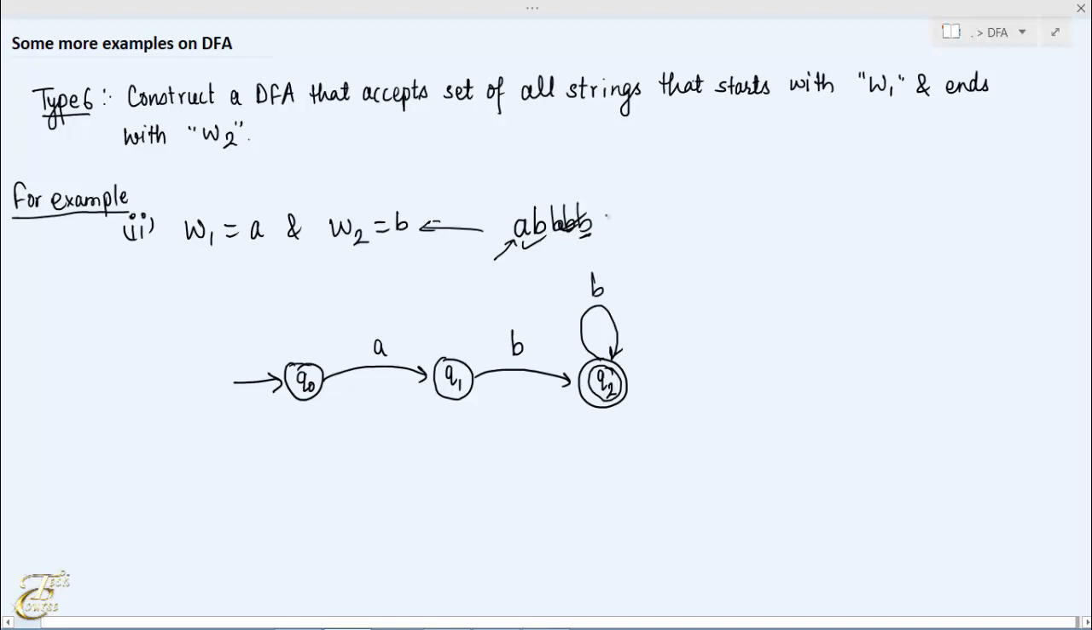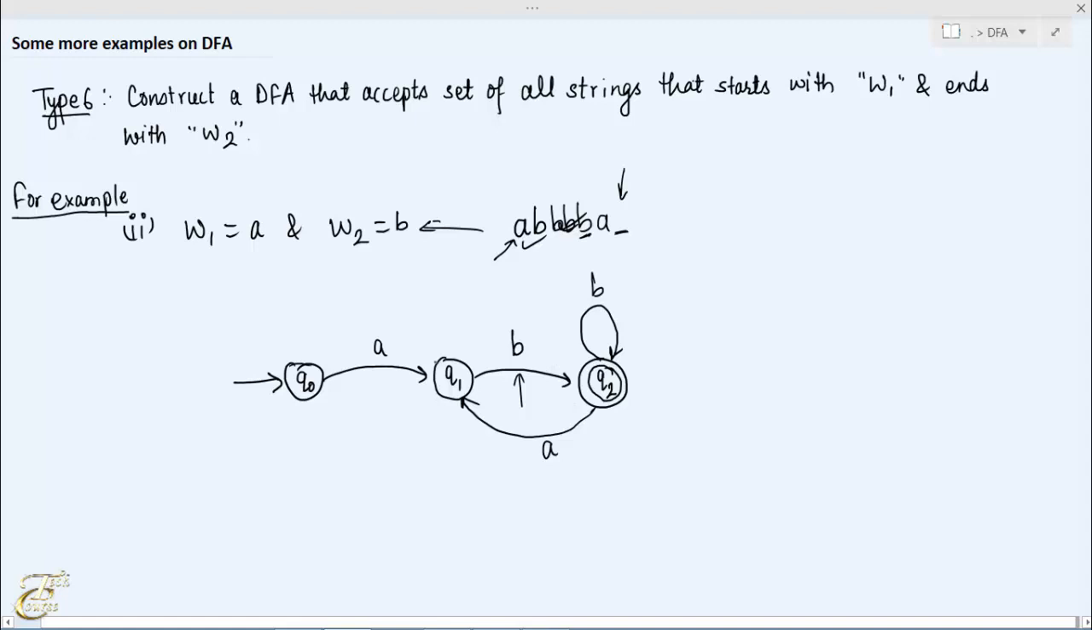Now, what if the machine reads a symbol A in the Q2 state? That means reading A after these B's. In that case, we have to just check whether the symbol B is present in the last position of this string or not. This checking of B in the last position is performed by this transition. So we make this transition on encountering the symbol A on state Q2.